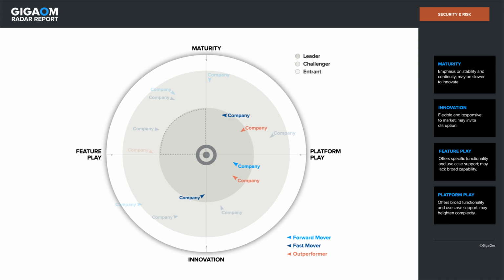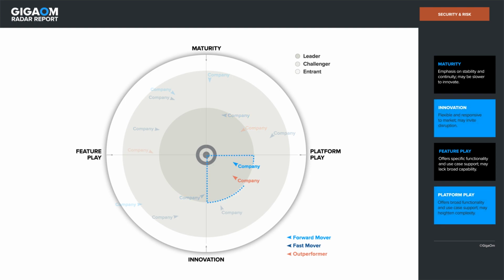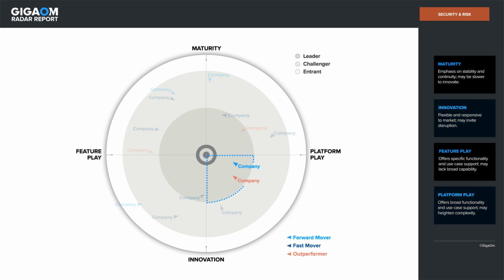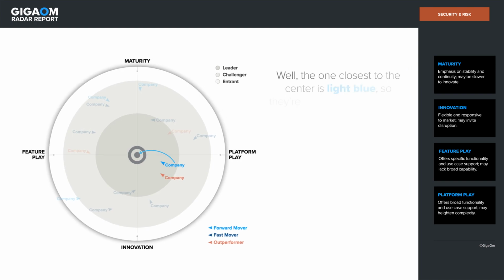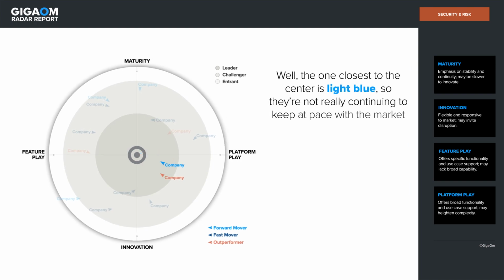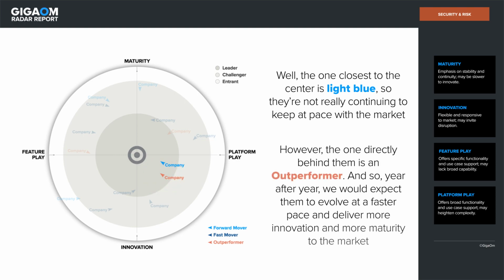If you were looking at buying, once you determine which quadrant makes the most sense for you, let's choose innovation platform play as an example. You now have to say, well, the one closest to the center is light blue, so they're not really continuing to keep at pace with the market. However, the one directly behind them is an outperformer, and so year after year, we would expect them to evolve at a faster pace and deliver more innovation and more maturity to the market.